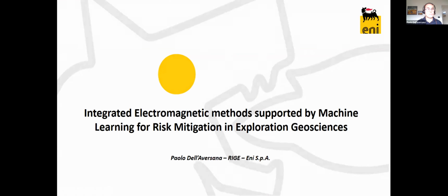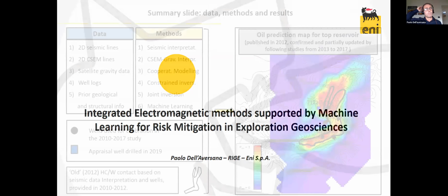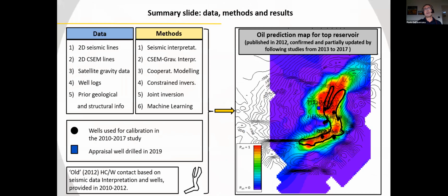So I'm pleased to give my contribution to this EMinar series from the point of view of the energy industry. Today I'm going to talk about integrated electromagnetic methods supported by machine learning for risk mitigation in exploration geosciences. Let me start from the end. This is just a summary slide of my talk. It is very important because it summarizes the main results of the case history that I'm going to discuss today.